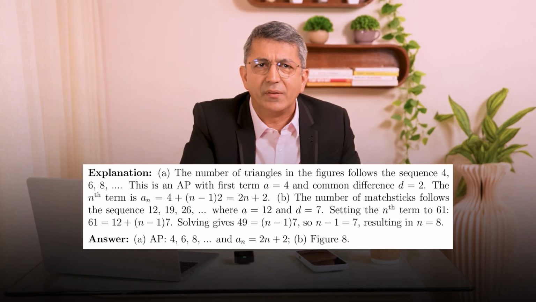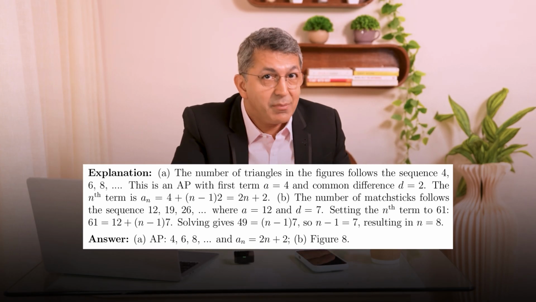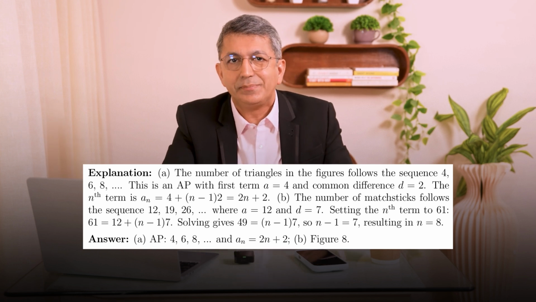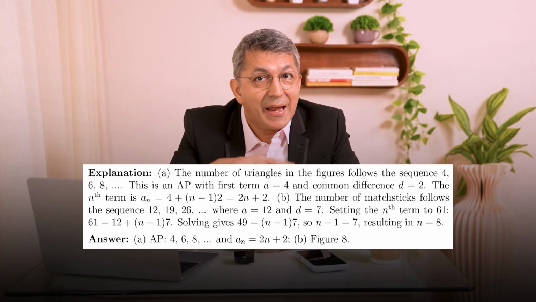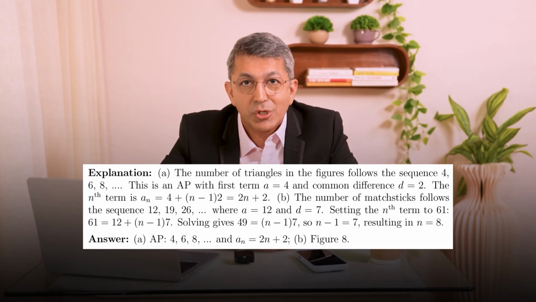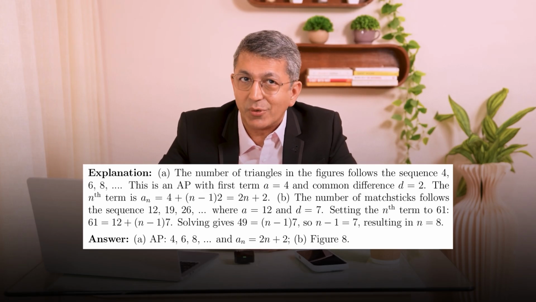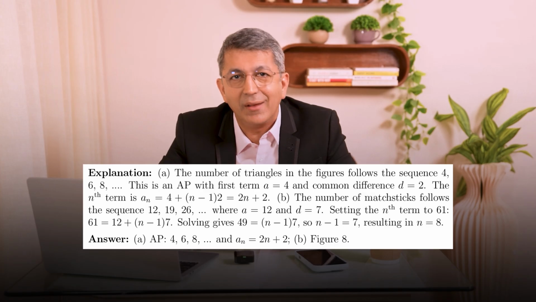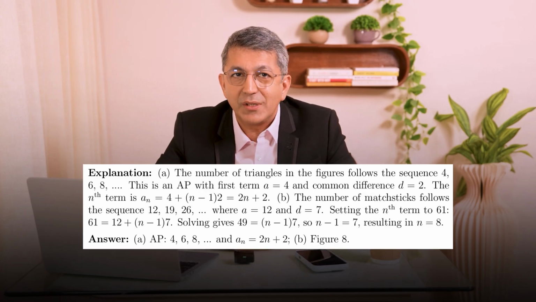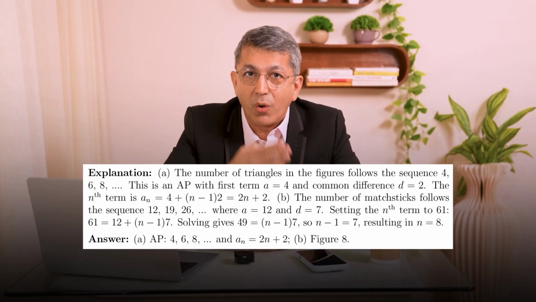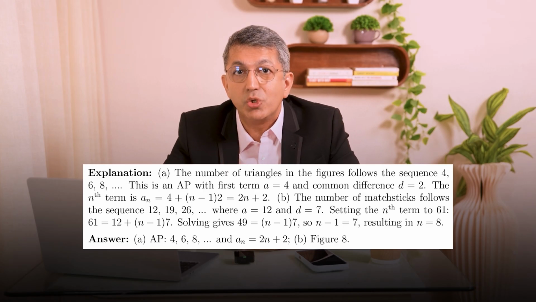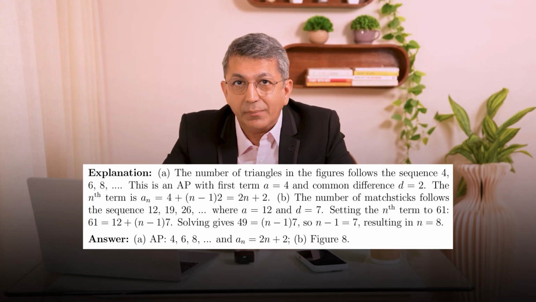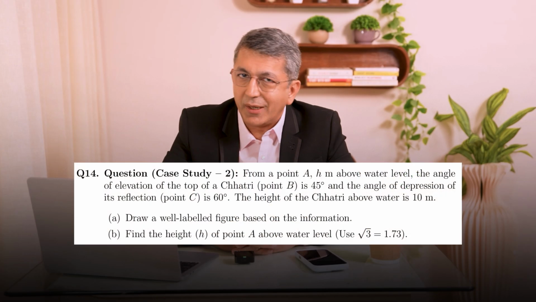where 61 is equal to 12 plus, in brackets, n minus 1, times 7. Solving gives 49 is equal to, in brackets, n minus 1, times 7. So n minus 1 is equal to 7, resulting in n equal to 8. Answer: A. AP 4, 6, 8 and a_n is equal to 2n plus 2. B. Figure 8.